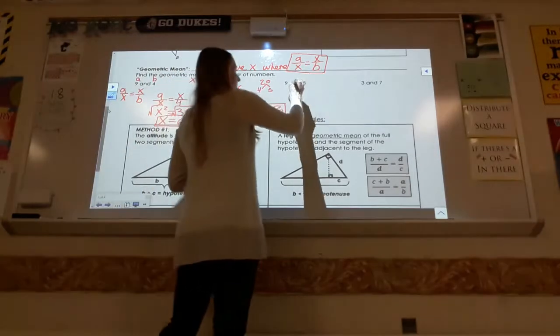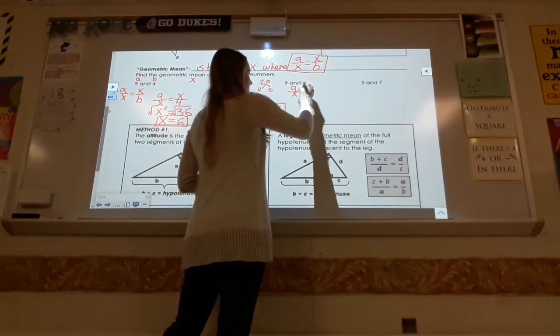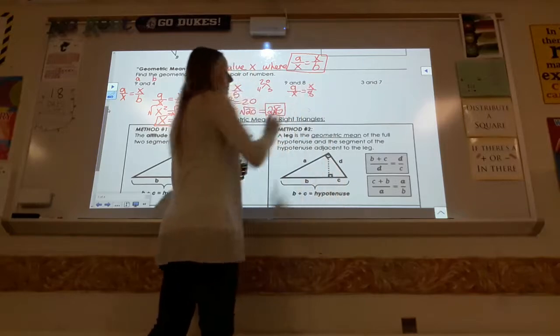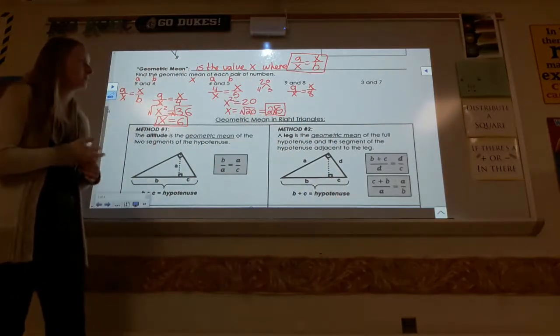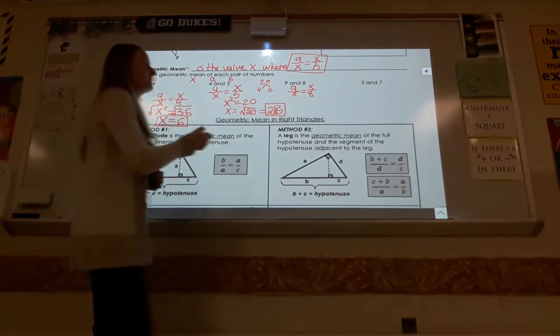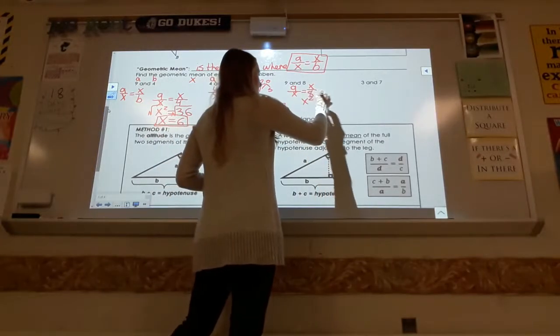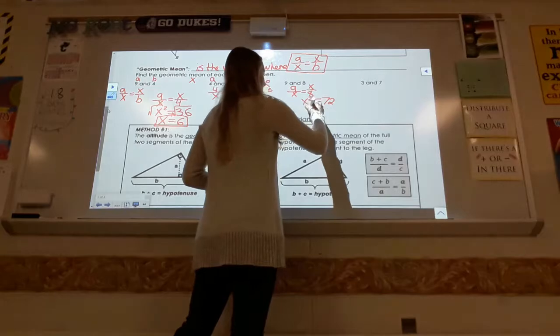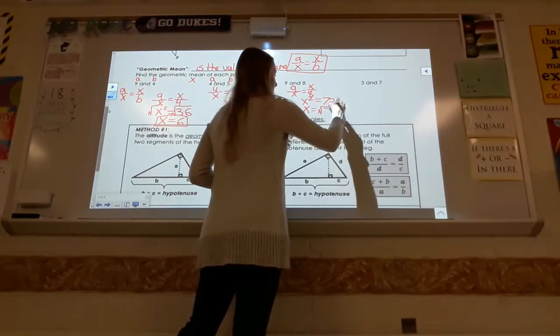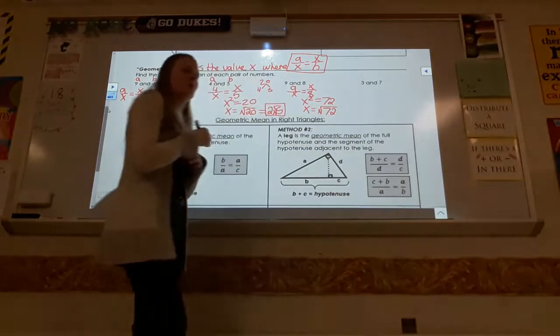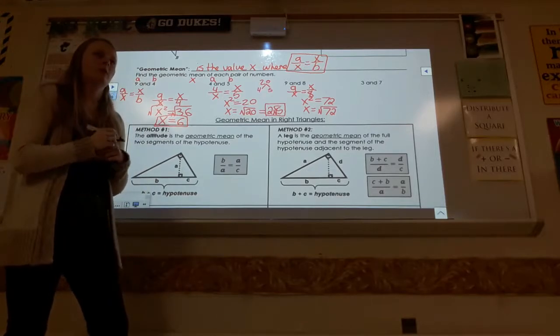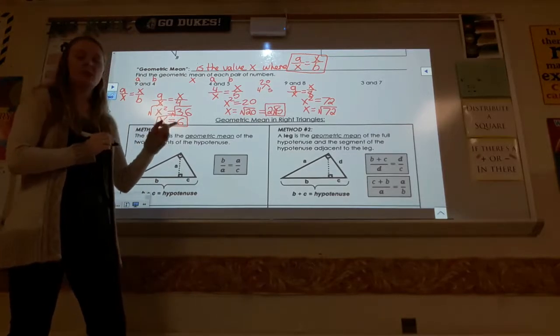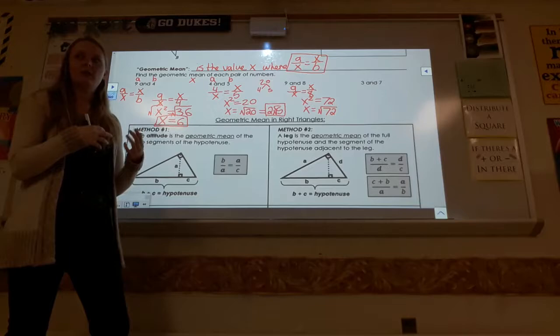Alright, here's another one. We have 9 over x equals x over 8. We plug in a and b using the formula for geometric mean. Cross multiply. X squared equals what? 72. Take the square root. Is 72 a perfect square? No, it's not. So we're going to do the same thing that we did for the 20. We need to figure out how to simplify the square root of 72.